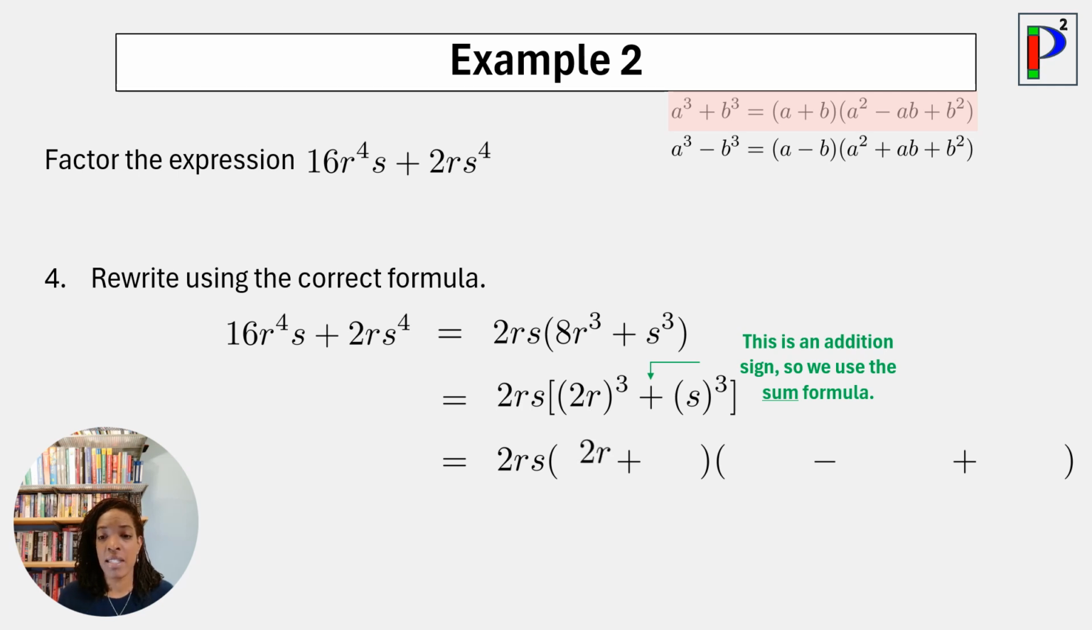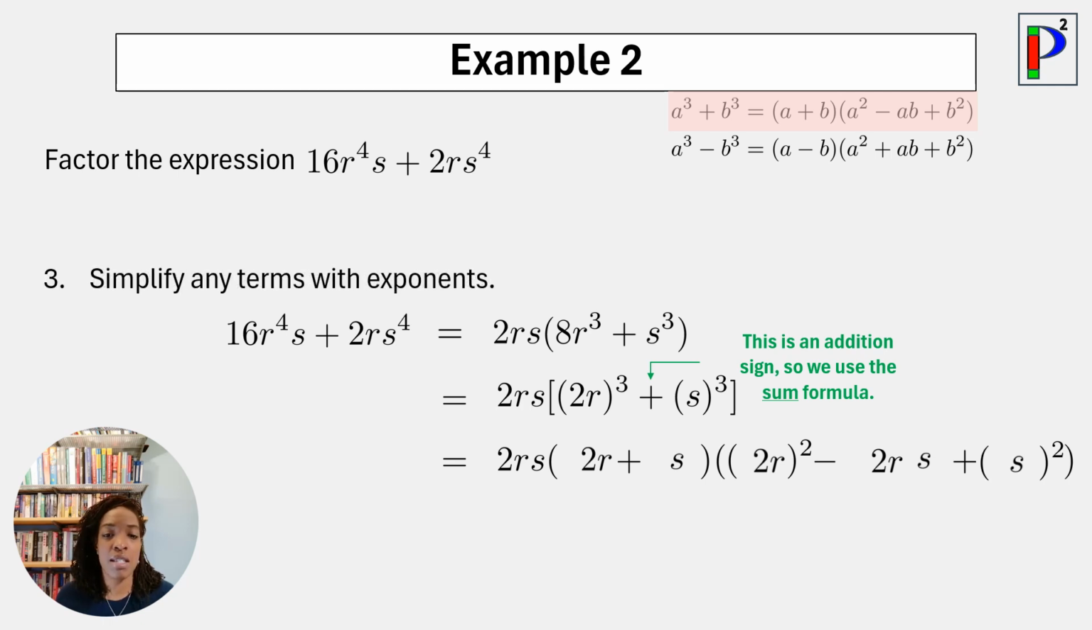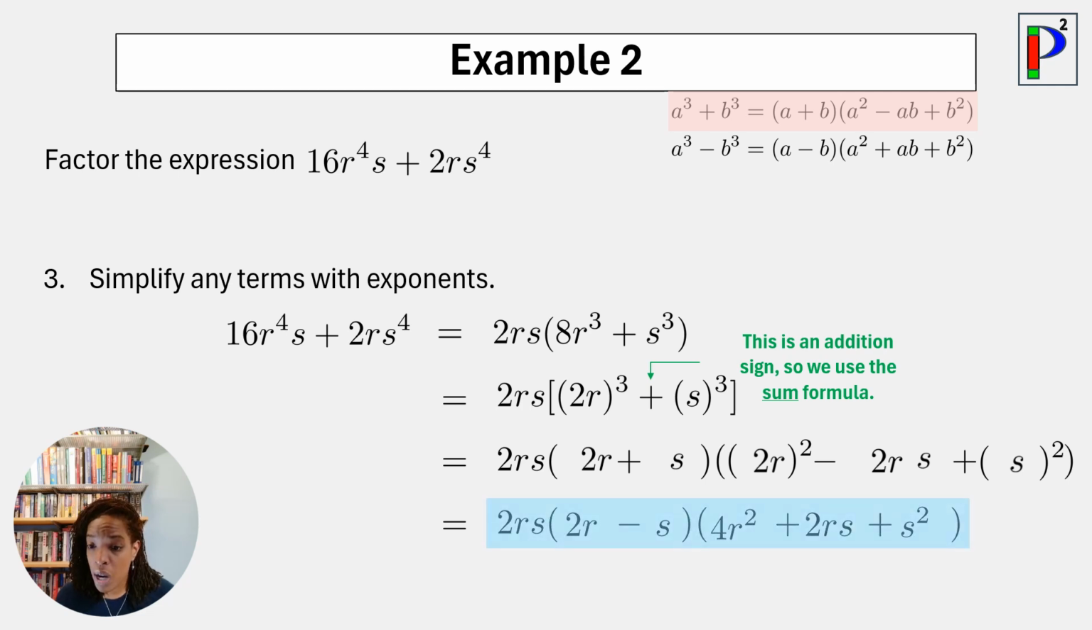Making some space, I'm just going to start dropping my terms in, 2r squared, 2rs, and then s squared. And finally, I just need to simplify any exponents. My 2r squared becomes 4r squared, and s squared, we drop the parentheses, and we're good.